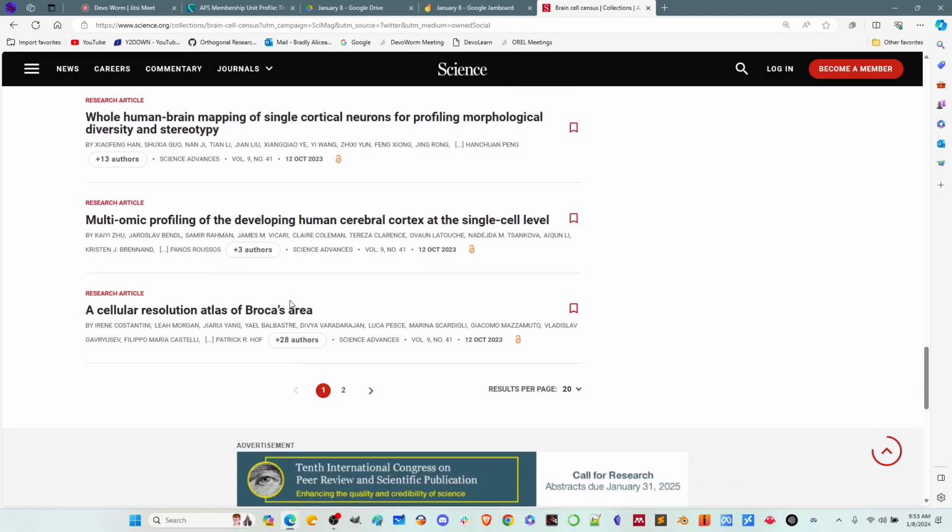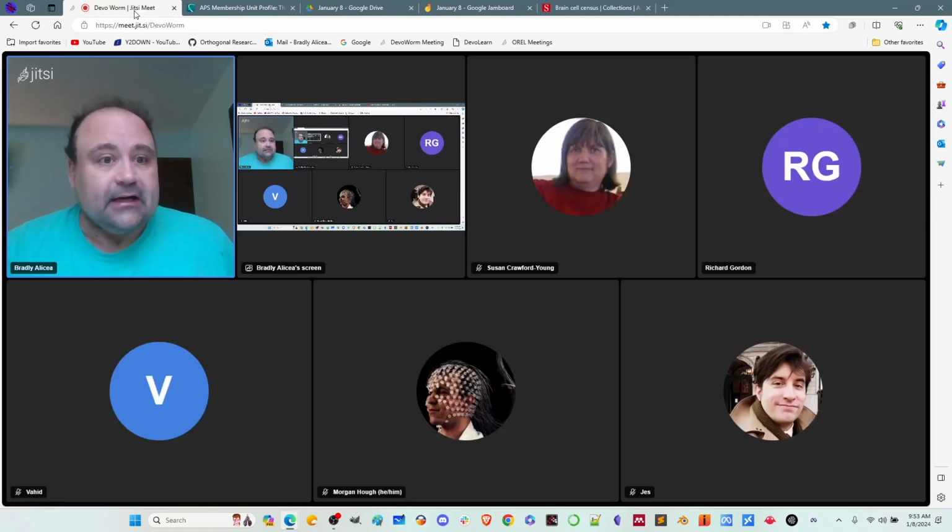Basically in that region, we have atlases, including a cellular resolution atlas of Broca's area. We have different types of profiling. They're doing a lot of stuff with development and the diversity of neurons, and kind of getting that space nailed down to some degree. So that's the brain cell census.